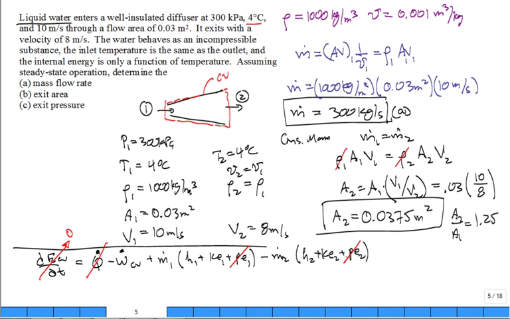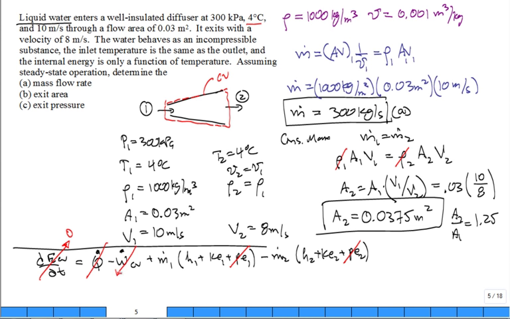Because not the problem told you to neglect it, but there's no information to calculate it. There's nothing about the elevation in and out, and it's not a very big device. So every indication is to assume the change in potential energy is negligible. All right, how about the shaft work?